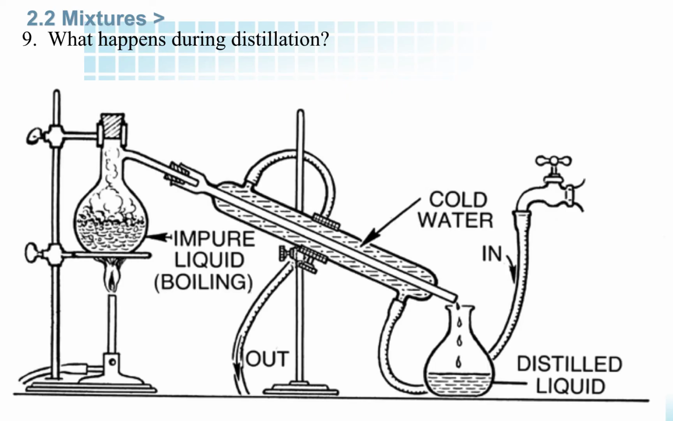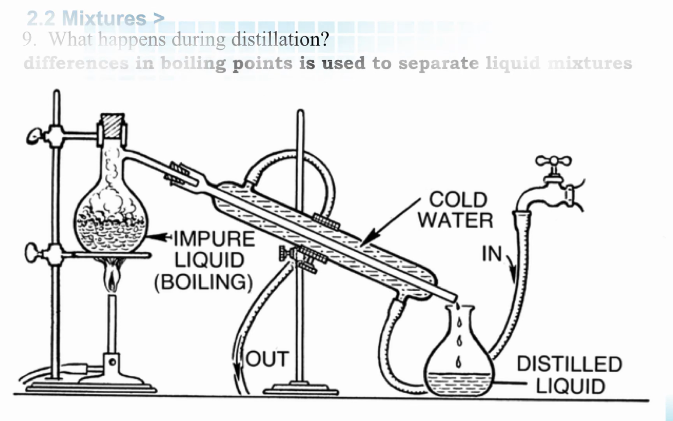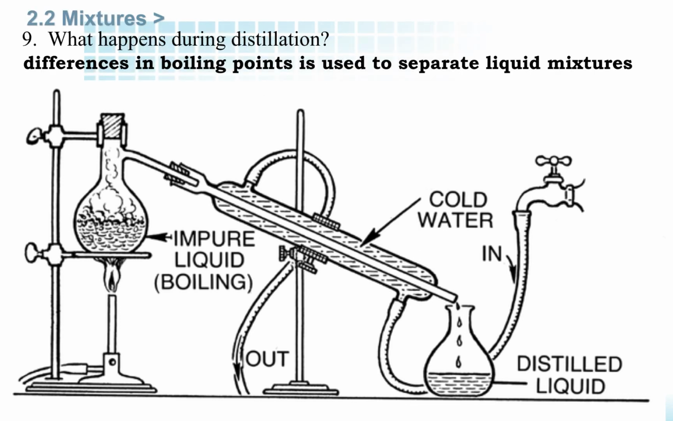What happens during distillation? Where filtration is used to separate solids from liquids, distillation is used to use differences in boiling points to separate liquid mixtures. So let's say we have an impure liquid mixture, and then you heat it. Well, one of the substances in the mixture will have a lower boiling point, so that will boil off first.